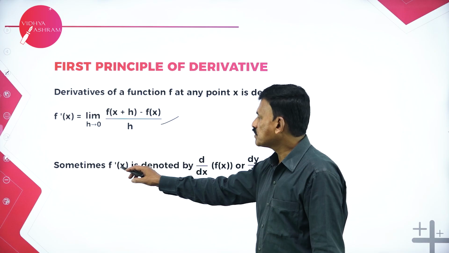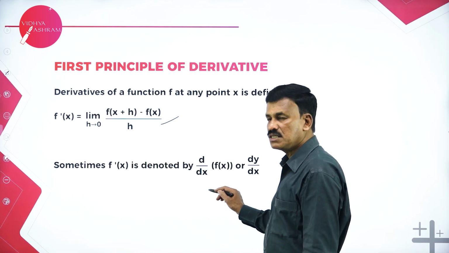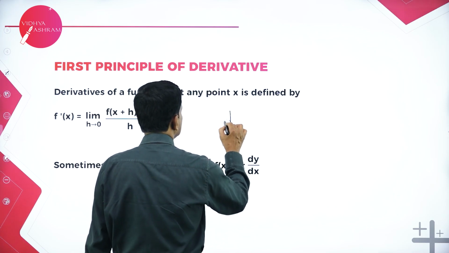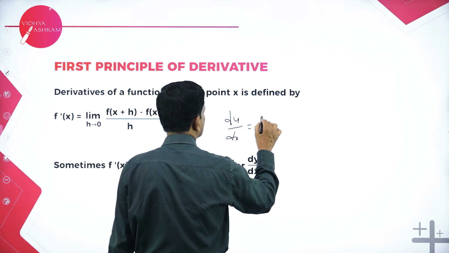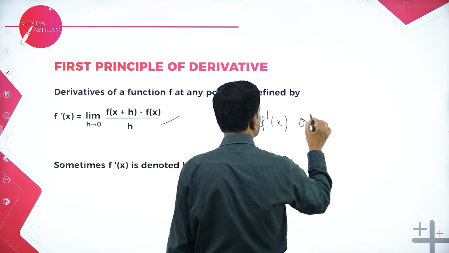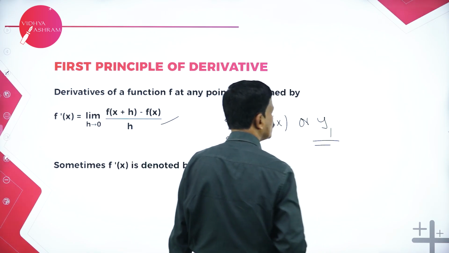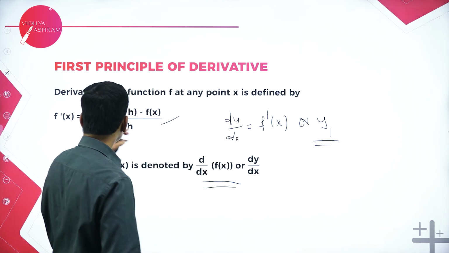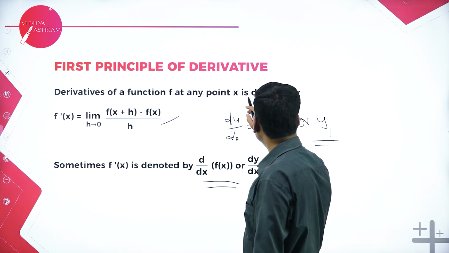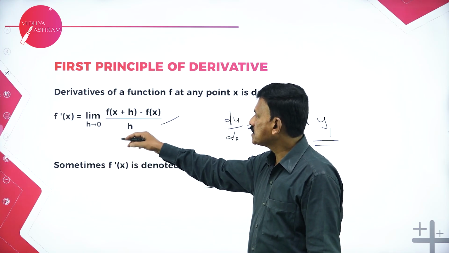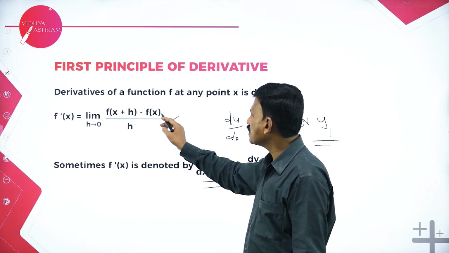Sometimes this f dash of x is denoted as d by dx of f of x, or dy by dx. So dy by dx can also be denoted as f dash of x, or sometimes this can also be denoted as y1. Right. So this is the first derivative of a function. That means the derivative of a function f at any point x is defined by, what is the definition? Limit h tends to 0 of f of x plus h minus f of x by h.